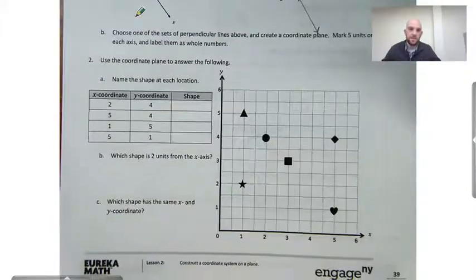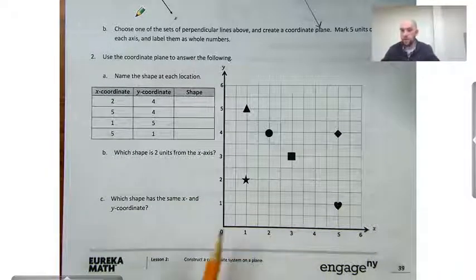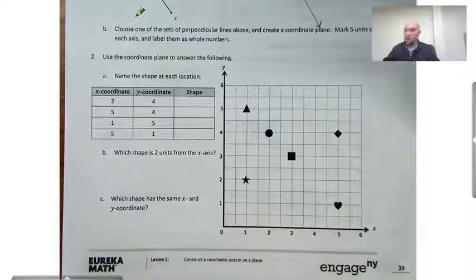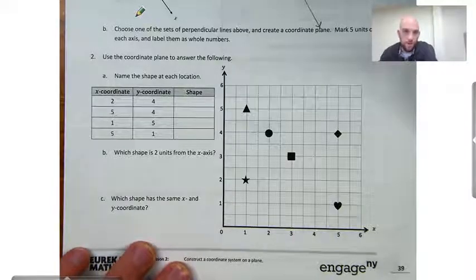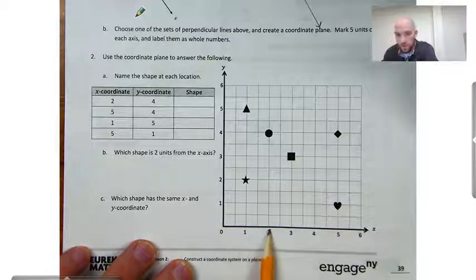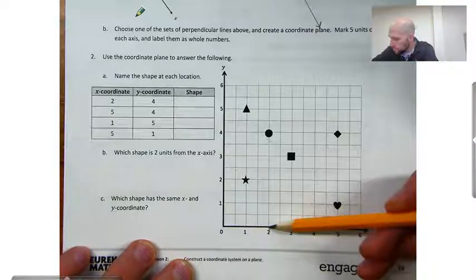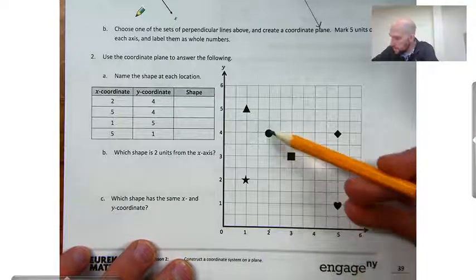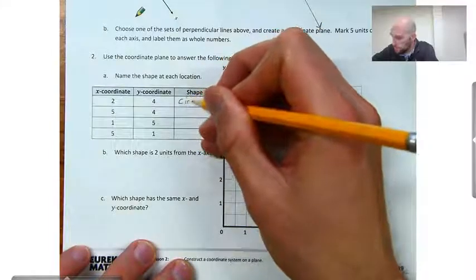Now, number 2 asks us to name the shape at each location. So we have all these different shapes here on this coordinate plane. As you see, we have our x-axis across the bottom here and our y across the top. And our x-coordinate is 2 and our y-coordinate is 4 for our first set of coordinates there. So I go to my x-axis and I'm going to go 2 across right here. And then I need to go up 4. And it looks like each one of these is a half, so I'm skipping 2 for every one. 1, 2, 3, 4. And that shape would be a circle. So a circle is at 2, 4.